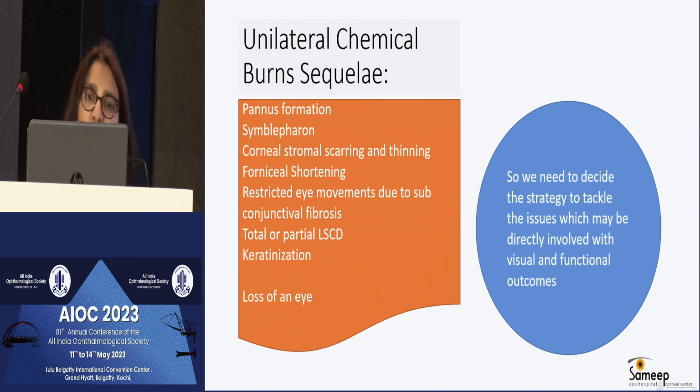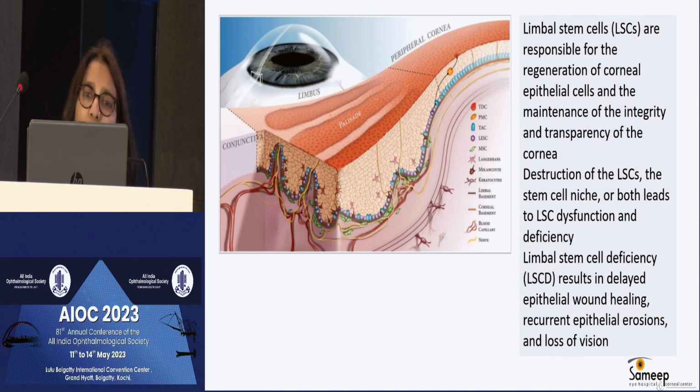and functional outcomes. We all know that limbal stem cells are responsible for the regeneration of corneal epithelial cells and the maintenance of the integrity and transparency of the cornea. Destruction of these limbal stem cells or limbal stem cell niche or both can lead to limbal stem cell dysfunction and limbal deficiency. Limbal stem cell deficiency results in delayed epithelial wound healing, recurrent epithelial erosions, and loss of vision.